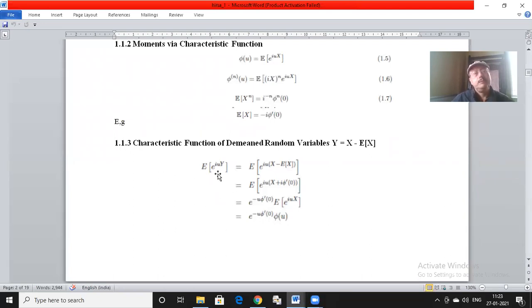So expectation of e to the power iuy can be written as e to the power minus iu mu, times phi u, where mu is the mean, expectation of x, which comes from phi prime 0. Phi u is the original characteristic function of random variable x. Okay, this is clear.